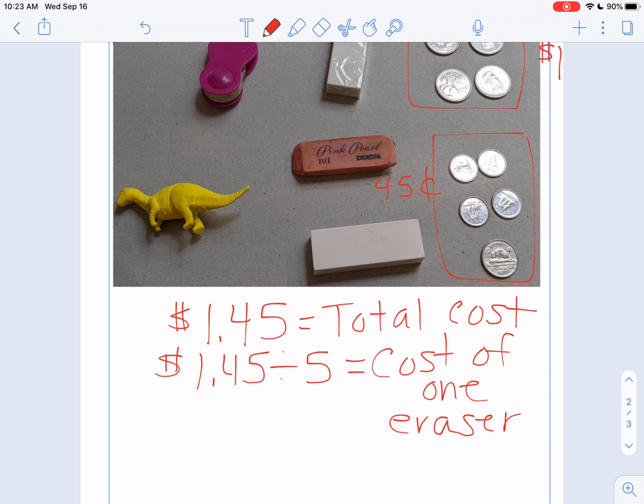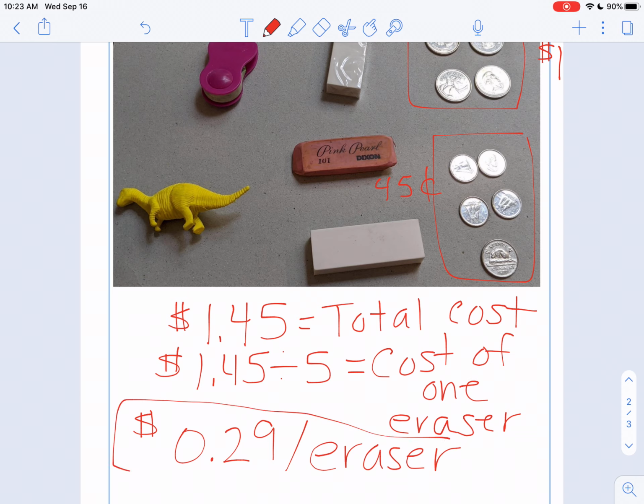So we have a total of 29 cents per eraser. And you can see this would be very annoying if you had to do this by handing out pennies individually. You could start with your quarter, but then you would have to split the 45 cents into 9 cents for each one.